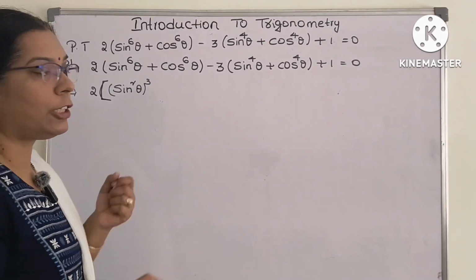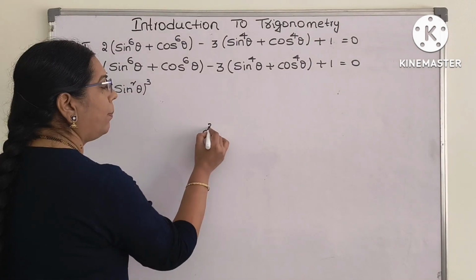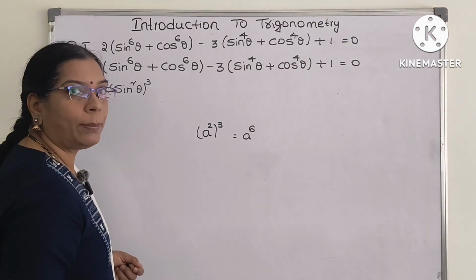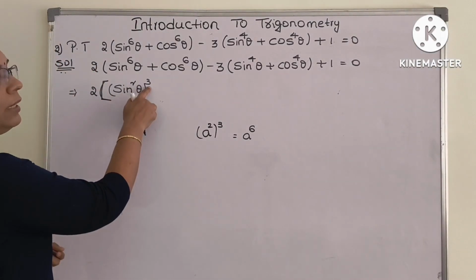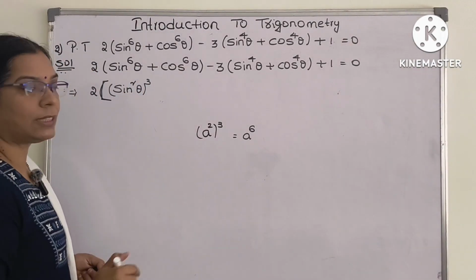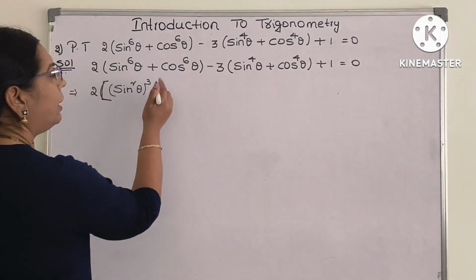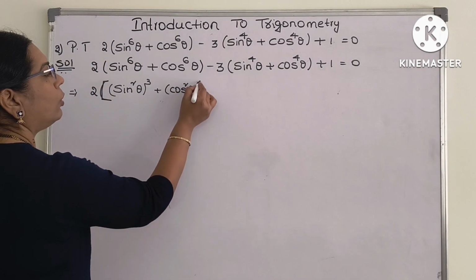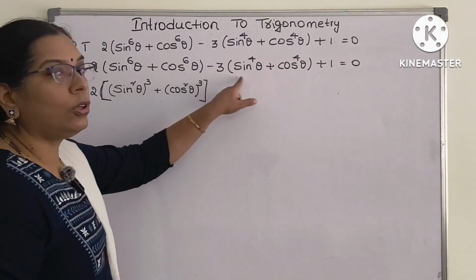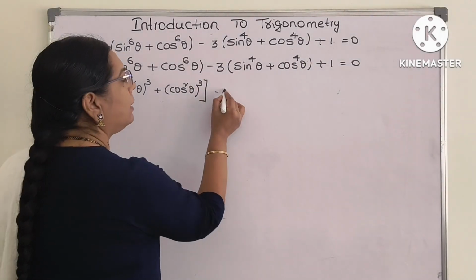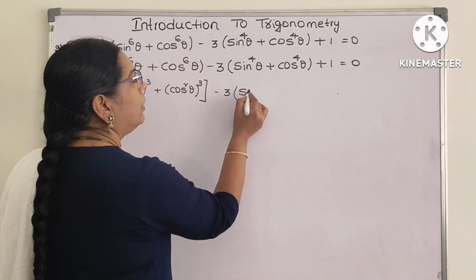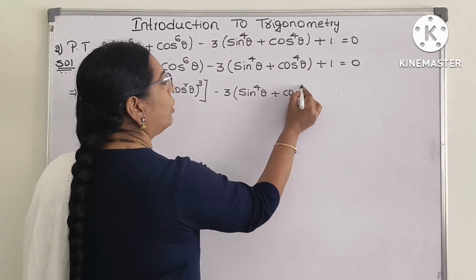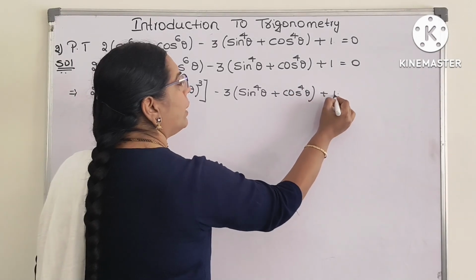What are we using here? Exponents. This is of the form a power 2 whole power 3, which will become a power 2 multiplied by 3, that is 6. So sin square theta whole cube will give you sin power 6 theta only. There is no change. Similarly, convert this into a cube, like cos square theta whole cube, and put it in a square bracket. Do not make any changes to this. Write this as it is: 3 into sin power 4 theta plus cos power 4 theta plus 1 is equal to 0.